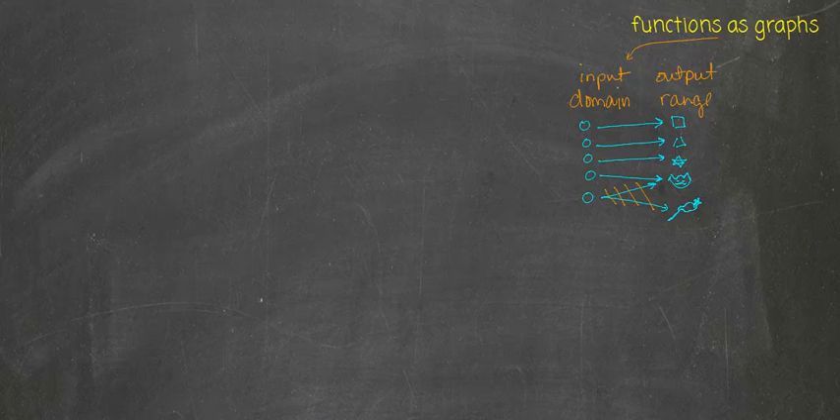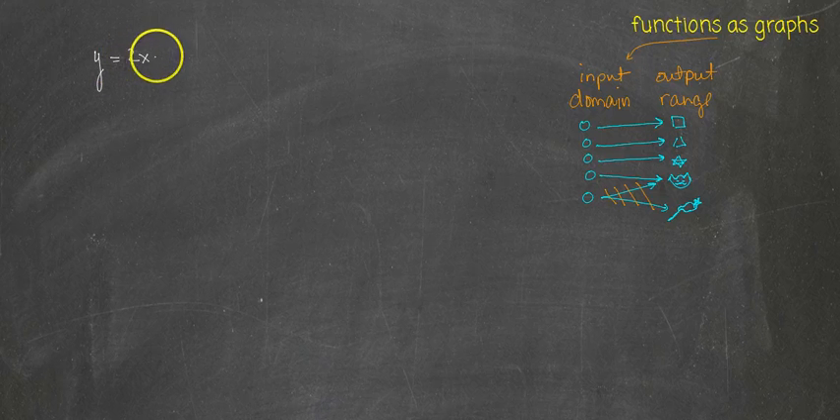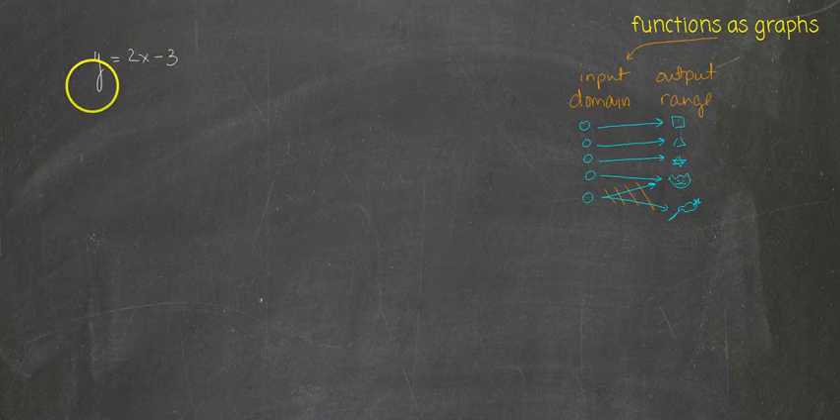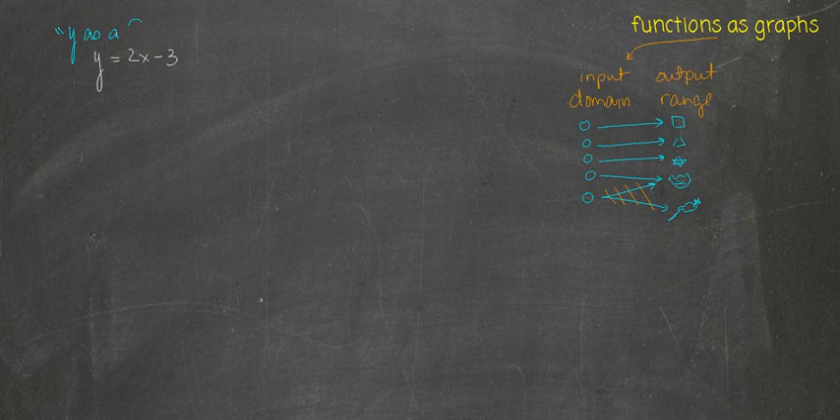All right, so we looked at how to make tables from rules last time, and now we're going to look at how the table and the rule relates to a graph. So let's go ahead and set one up where we get a rule and make a table. If I'm given the rule y equals 2x minus 3, I can tell by the way we've set this up that this is y as a function of x.